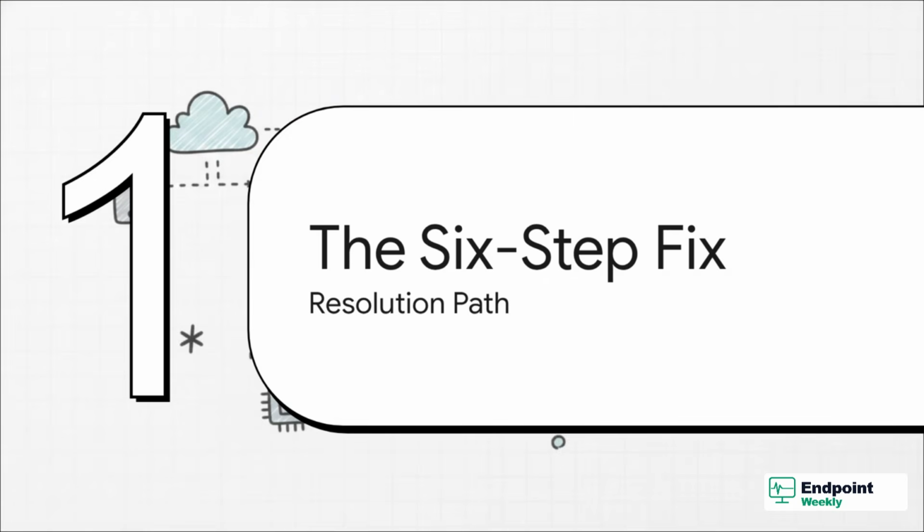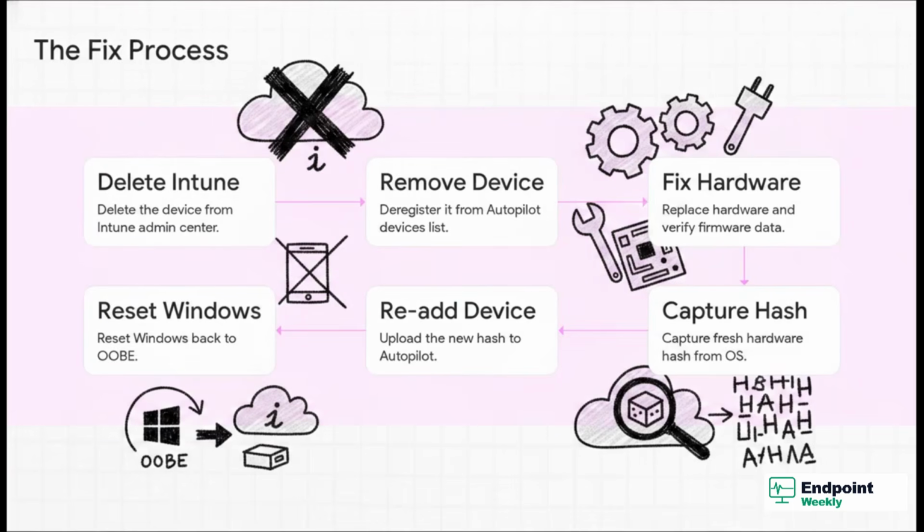For that one, you just need to run a quick system reset or sysprep to clear it out. All right, Section 5, the 6-step fix. So Microsoft's fully supported path for handling a motherboard replacement requires these 6 exact steps. And let me be clear, the order here is absolutely critical. First, you have to delete the device object from the Intune admin center. Second, remove it from the Autopilot devices list to fully deregister it. Third, complete your physical repair and meticulously verify the firmware. Fourth, capture a brand new, fresh hardware hash from the running operating system. Fifth, re-add the device into the portal by uploading that new hash. And finally, step 6, reset Windows back to OOBE so it can pull down the brand new setup profile. Skipping any of these steps, or doing them backwards, is going to leave the device unrecoverable.